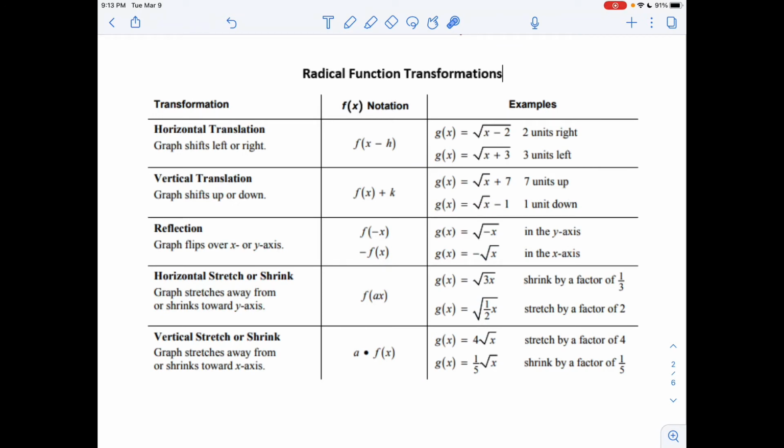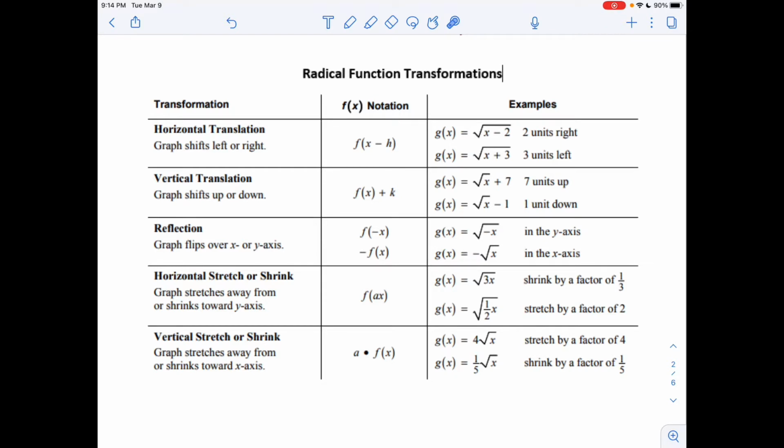This table that's included in your notes breaks down each of our transformations individually instead of being all in one like the previous chart that I showed to you. So let's just briefly go over transformations and remind ourselves how they work.